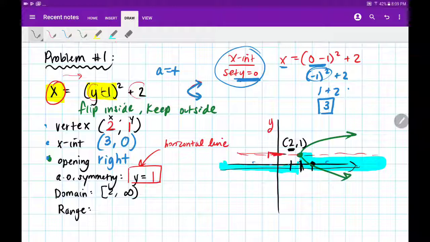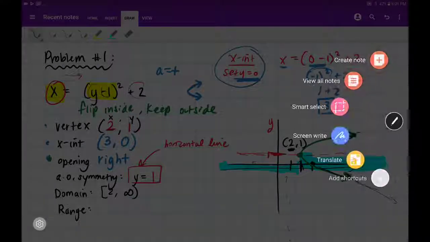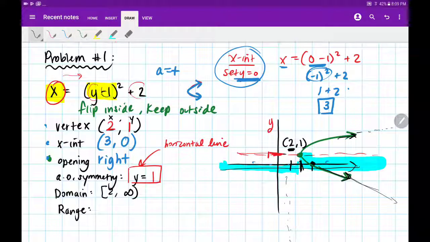Okay, let's talk about the range. This arrow over here tells me that I'm going forever to the right, but it's also going forever downwards. So it will eventually cover all of these y values. And this arrow here is going forever to the right, but also forever upwards. So all these y values way up here are going to be covered. If I'm scanning my graph from bottom to top, I will hit, from negative infinity, all these y values, all the way until positive infinity.